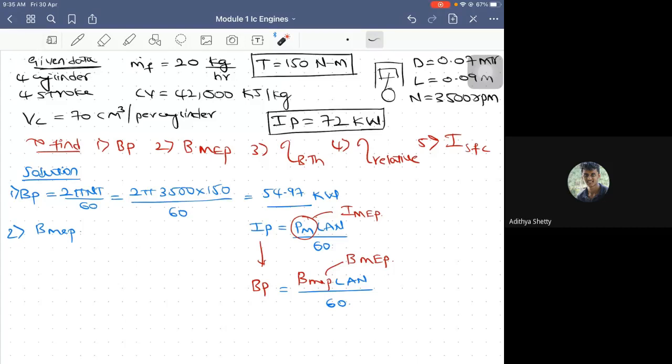So now I have to draw this particular thing. Now, what is the cylinder condition given? It is 4-stroke and 4-cylinder, isn't it? For 4-stroke, 4-cylinder engine, what is the modification that you require to do?